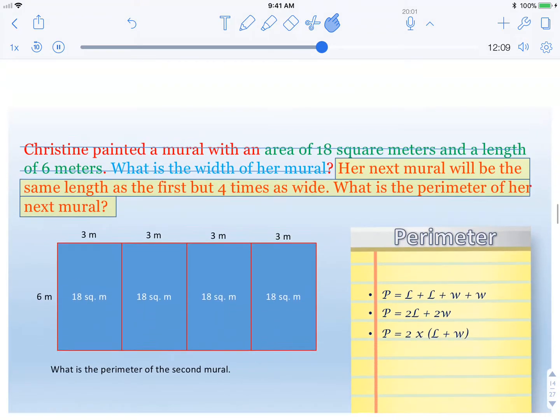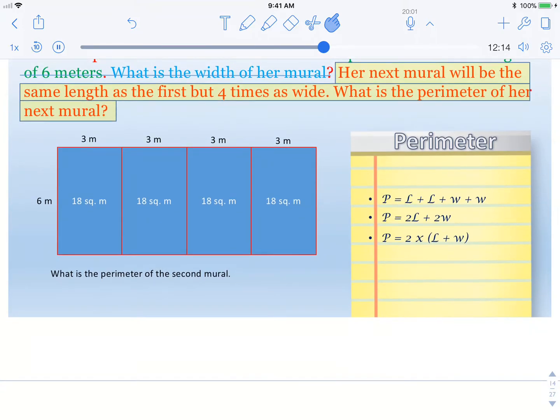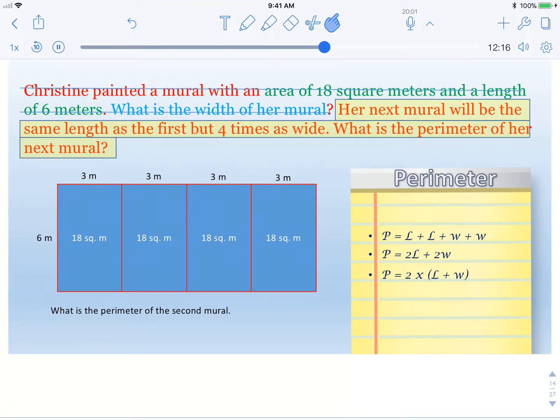So, if you look at the next slide, we have the formula for perimeter, and go ahead and find out what the perimeter of her second mural is. So we have 6 plus 3 plus 3 plus 3 plus 3, or we could say the total of that one side is 12.